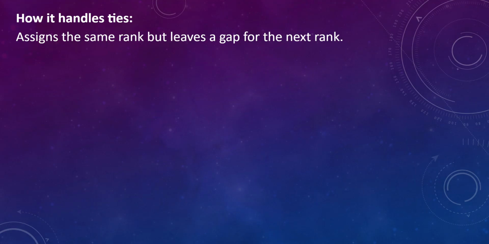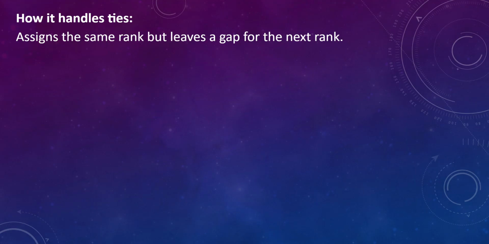Now, what will the rank function do if we want to rank these three employees? It will give the first rank to both of the first two employees who have a salary of 10,000. However, to the third employee who has a 9,000 salary, the rank function will assign the third rank. It will not assign the second rank. So the first two employees are getting first rank, and the third employee is getting third rank.